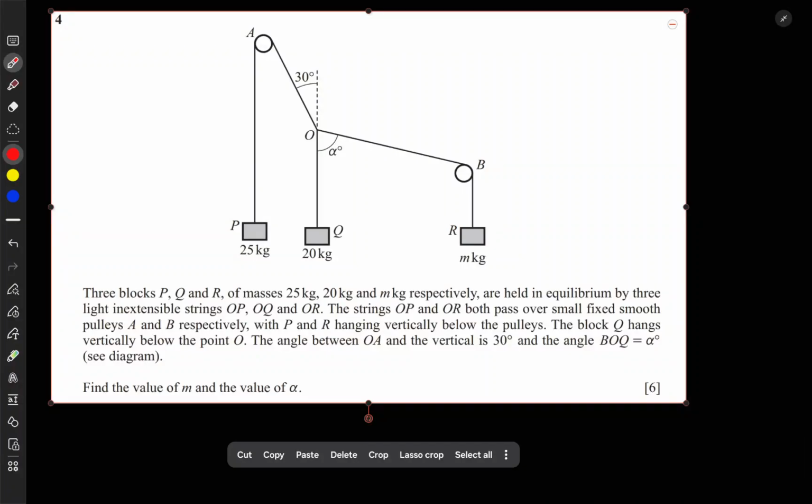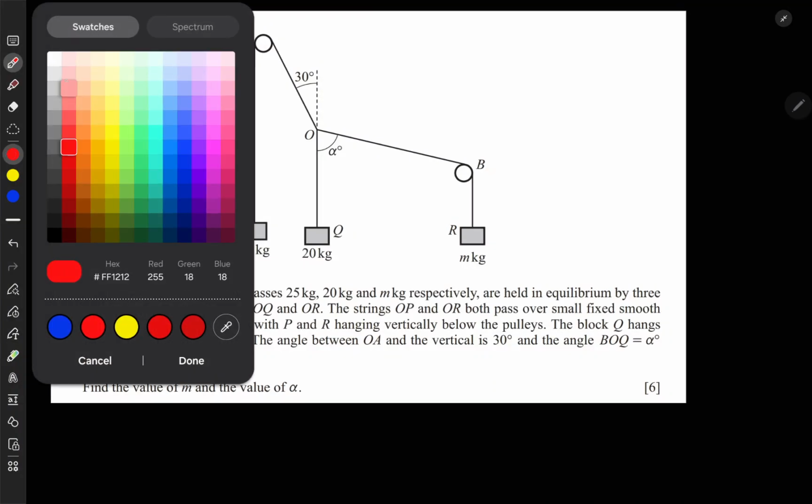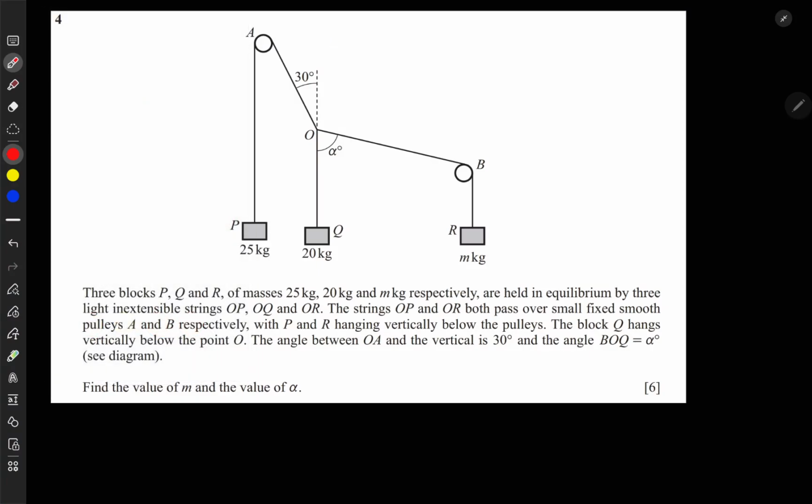Hello, dear students. This is a question from the 9709 mathematics paper 43, MJ 2025 paper.